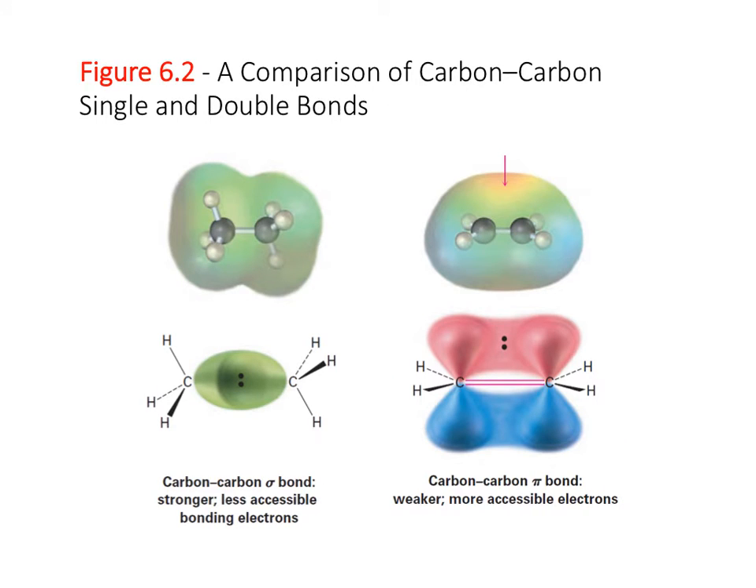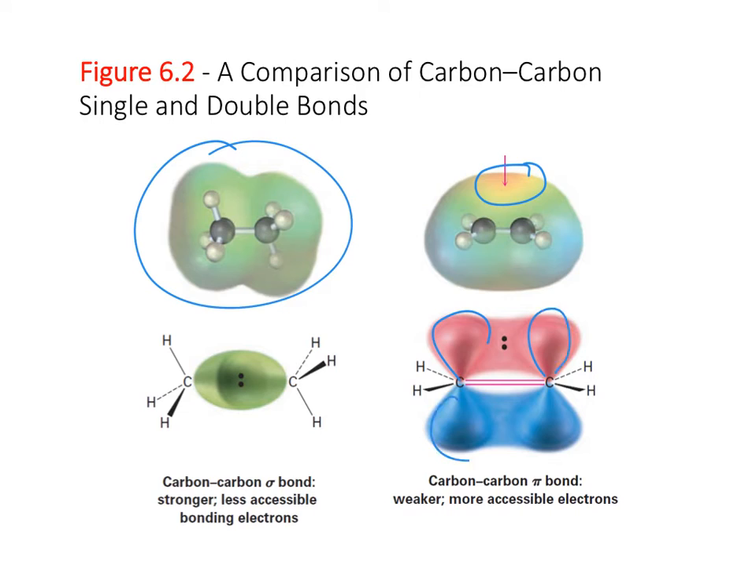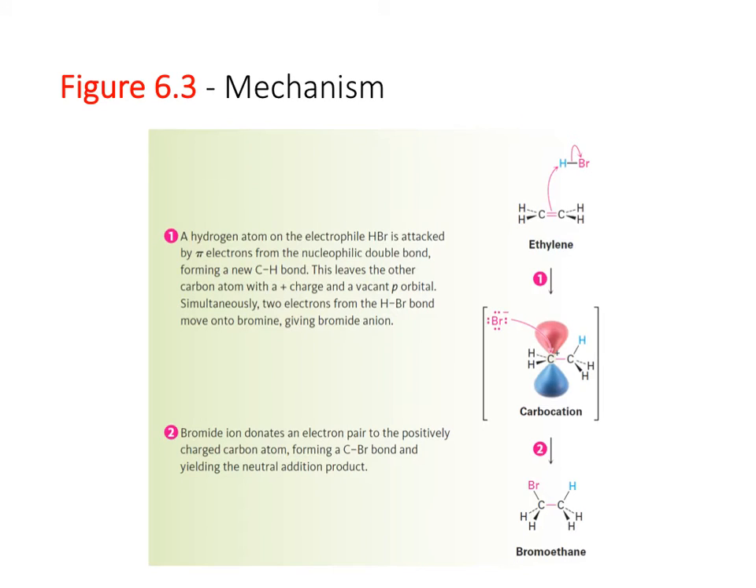This is a picture showing a comparison of carbon-carbon single and double bonds. With the single bond, there's no accumulation of negative charge, but with the double bond, you do see this red area here, and that is due to the pi bond. Also, something else to think about is that the pi bond electrons are above and below the ring, and those are more accessible, and they're also held less strongly than in a sigma bond, so they're able to be used in reactions. So here would be an example of a mechanism.